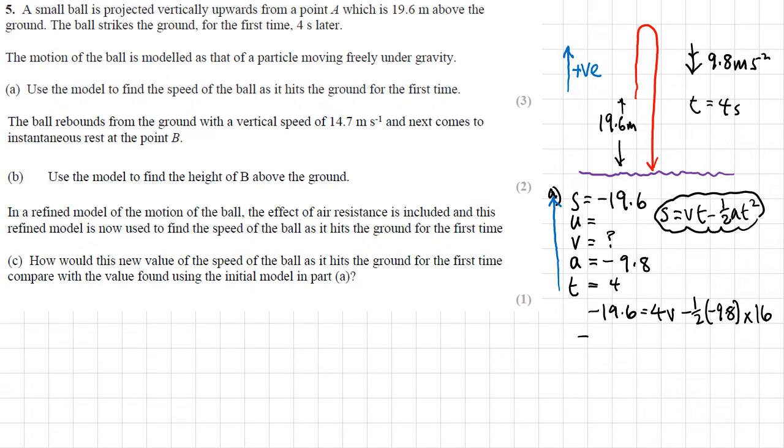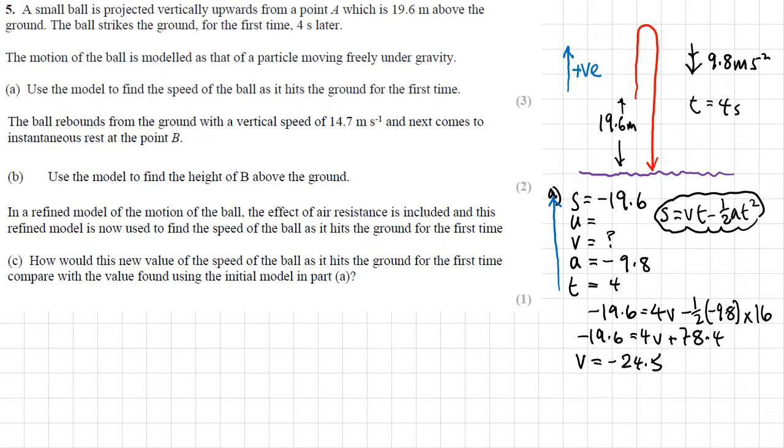So that will be negative 19.6 is equal to 4v, and then if I work out half, that negative half times by negative 9.8 times by 16, that gives me positive 78.4. Take away 78.4 from both sides, and then divide by 4. And I'll get v is equal to negative 24.5.